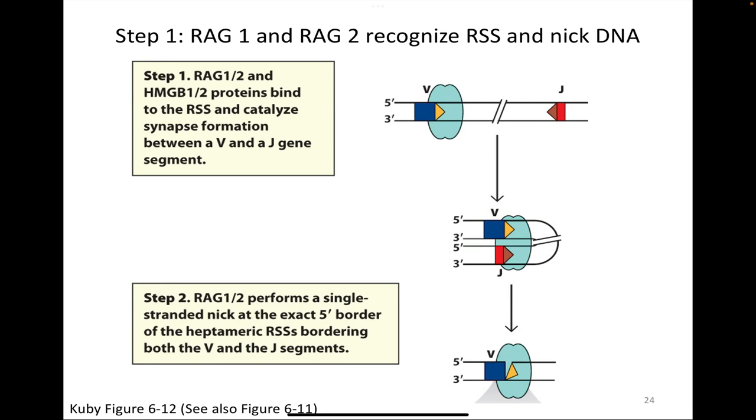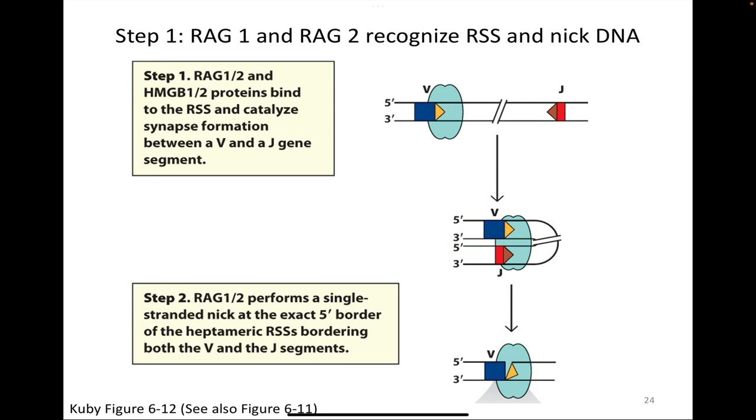Then we have the next step here. And the specific details of it are important. Now, RAG2 specifically creates something called a DNA nick. A DNA nick means that it is a single-stranded break. So we're not going to just break across both strands. We're just breaking one strand, which is what a nick means. And you can see the nick happening right here. That nick is happening exactly at the border between the RSS and whichever gene segment we're looking at. Because the heptamer is right next to the segment, it actually might be right after the heptamer.